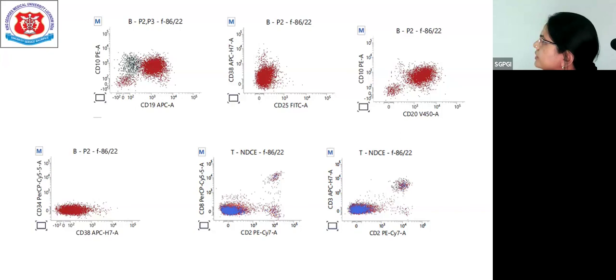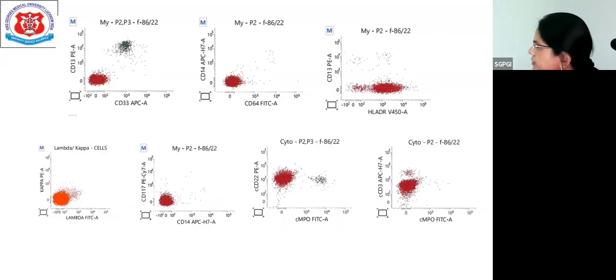38 and 25 are negative, and 20 is very bright here. So we know we are dealing with a mature B-cell neoplasm. T cell markers are absent. What about kappa and lambda? Sorry, this is 34 and 38 is negative. Now, we had put the myeloid tube also in this. So myeloid markers are negative. HLA-DR is bright positive. What about kappa and lambda? Will you call it negative or will you do something else now?